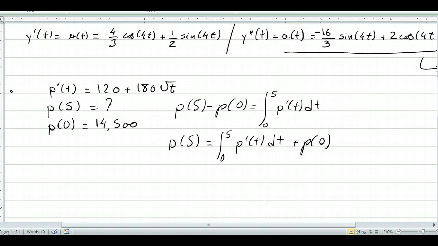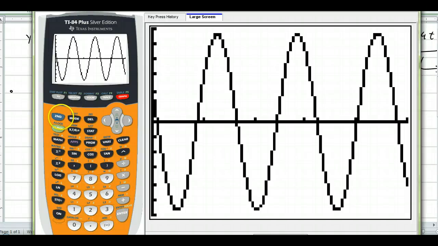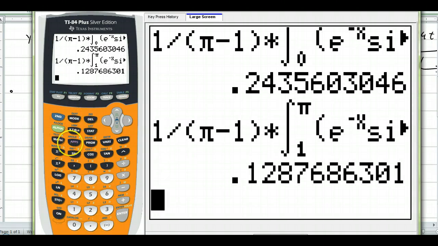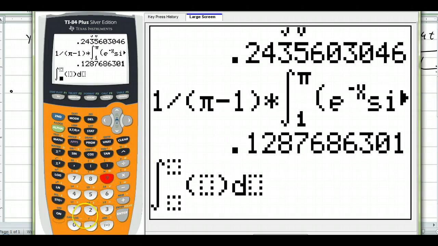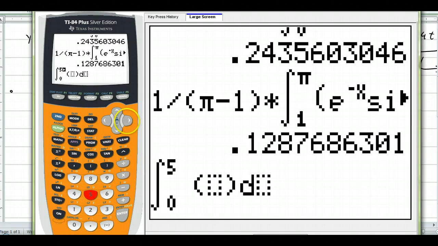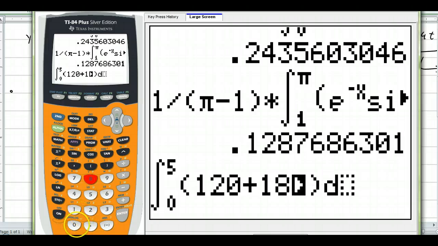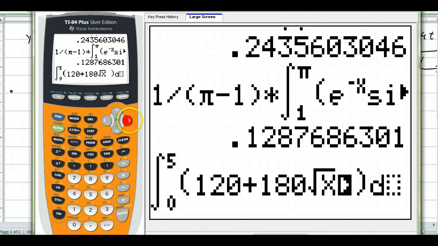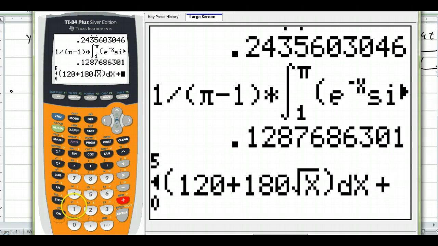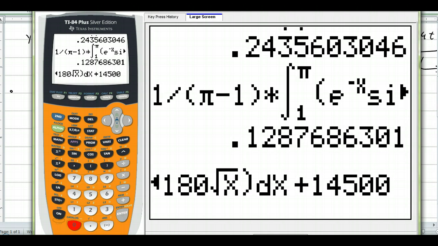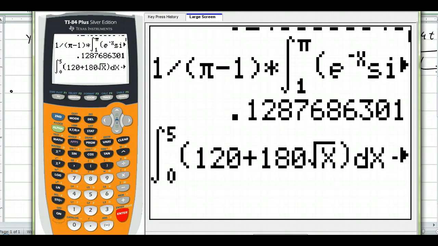Okay, let's try that. I'm going to take my calculator. Okay, let's go on the home screen. Math 9. And I said sum from 0 to 5. The function is the one they are giving me, 120 plus 180 square root of x, and it's dx. Okay, and let's add 14,500 to it. Here we go, and let's push enter. It's computing.